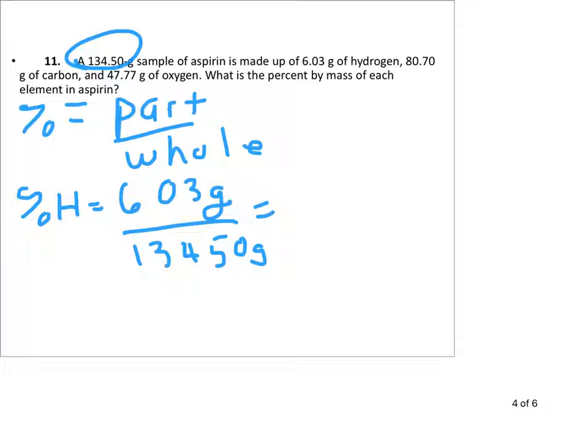And we take 6.03 divided by 134.5. And then you don't want to move your decimal twice or multiply by 100. Here we get to keep, we'll just do 3 sig figs on this one. And I get 4.48% hydrogen.